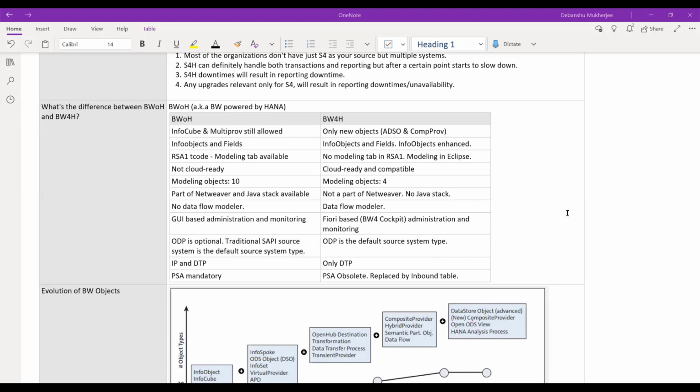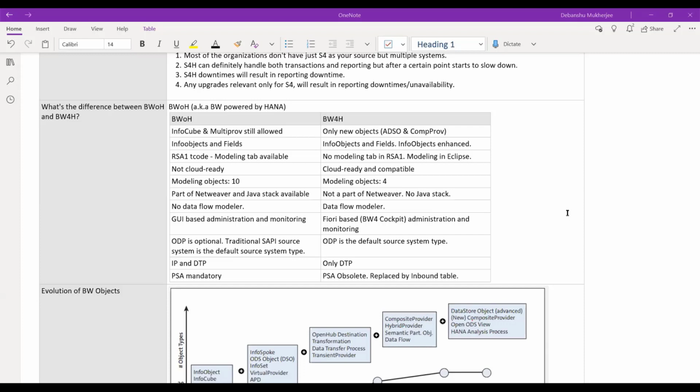I see. So an advanced DSO at a corporate memory layer or at a staging layer can be only field based in BW for HANA. So that's the difference. So you can actually skip the PSA and you can load directly from the data source to the ADSO. That's right. Yes, PSA is gone.